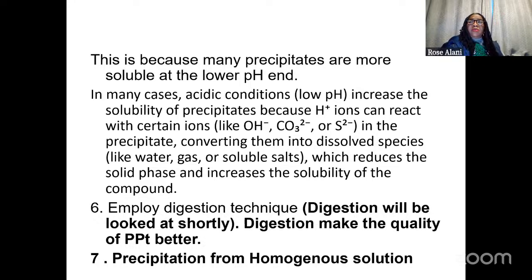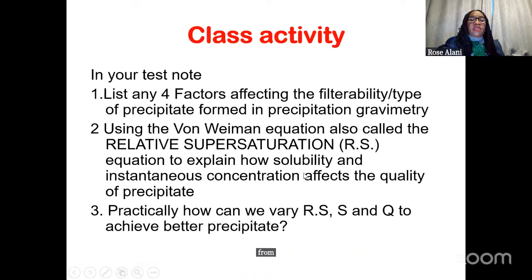You have to do your precipitation from homogeneous solution. Homogeneous solution, a well-mixed solution, not heterogeneous. Carry out your precipitation from homogeneous solution.